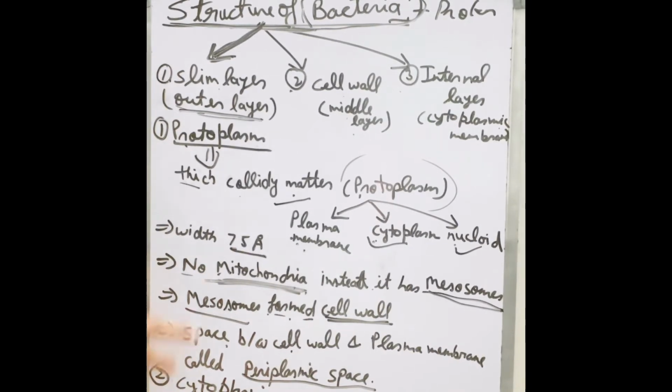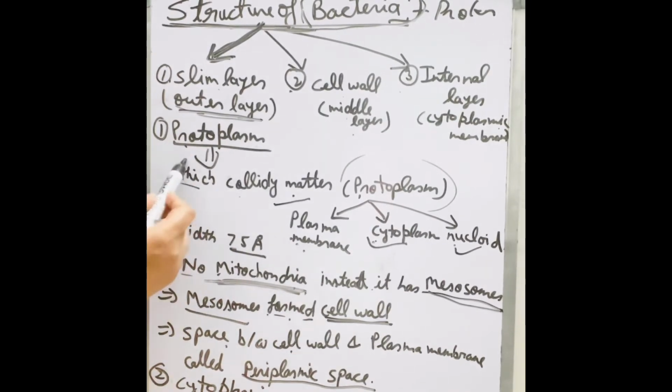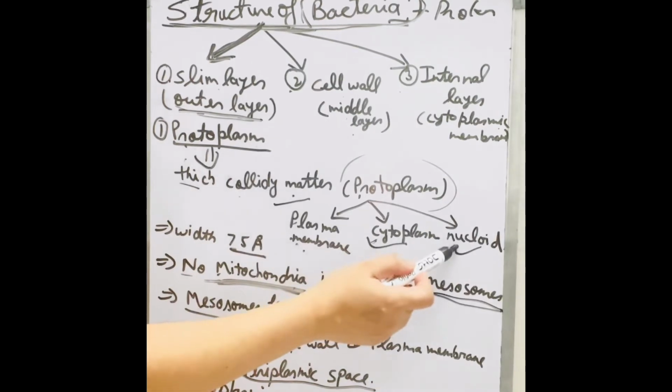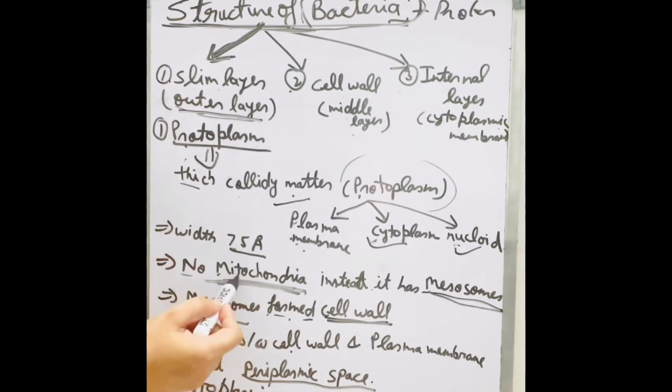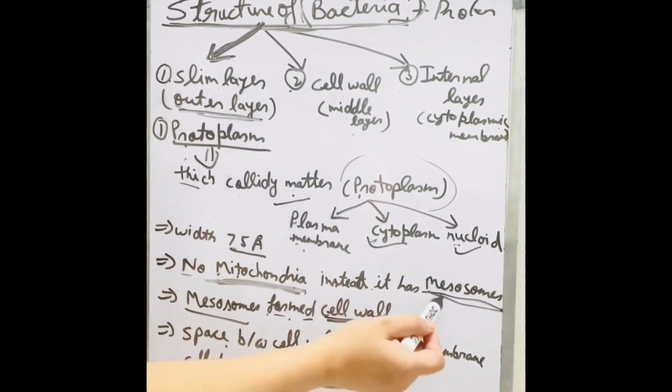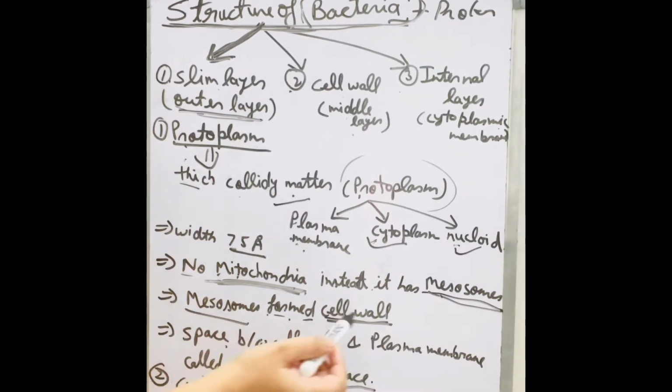Okay, the first part consists of protoplasm, plasma membrane, cytoplasm and nucleoid, and there is no mitochondria. Instead, it has mesosome. Mesosome forms the cell wall, and the space between the cell wall and plasma membrane is called periplasmic space.